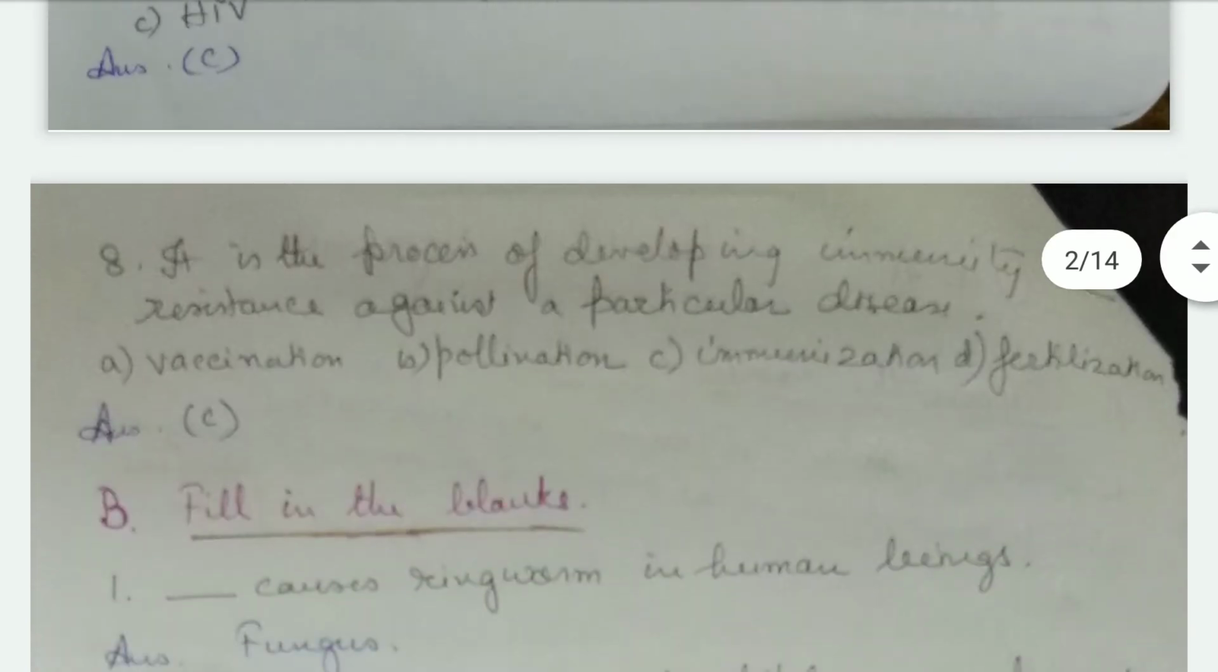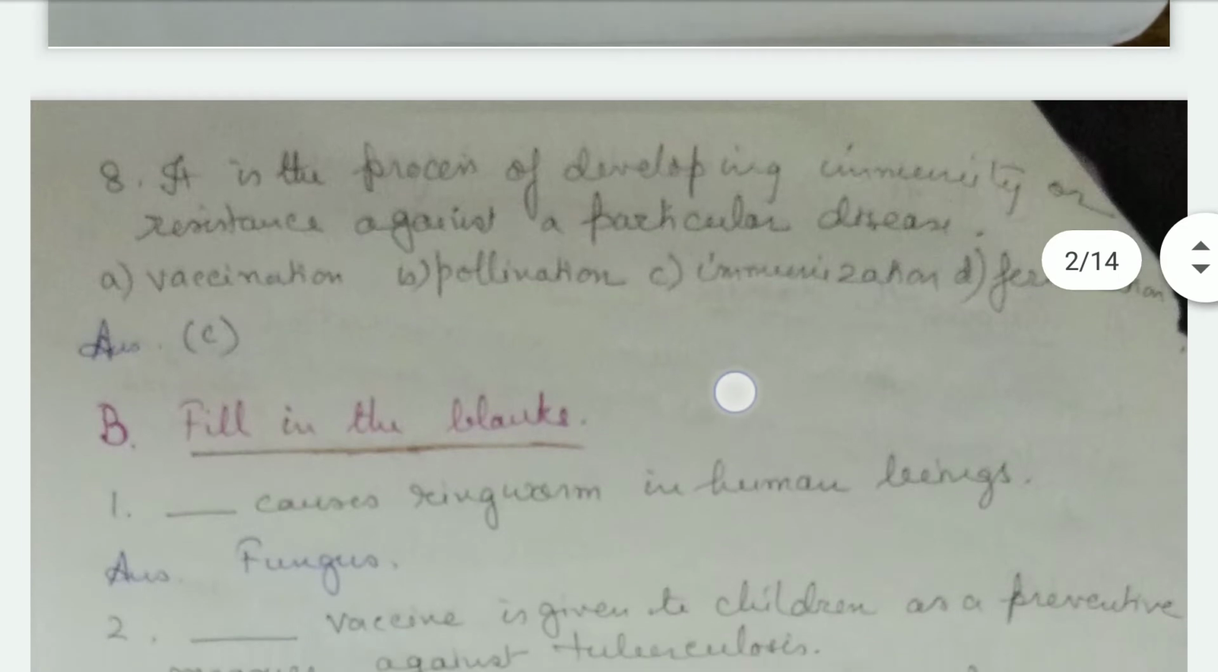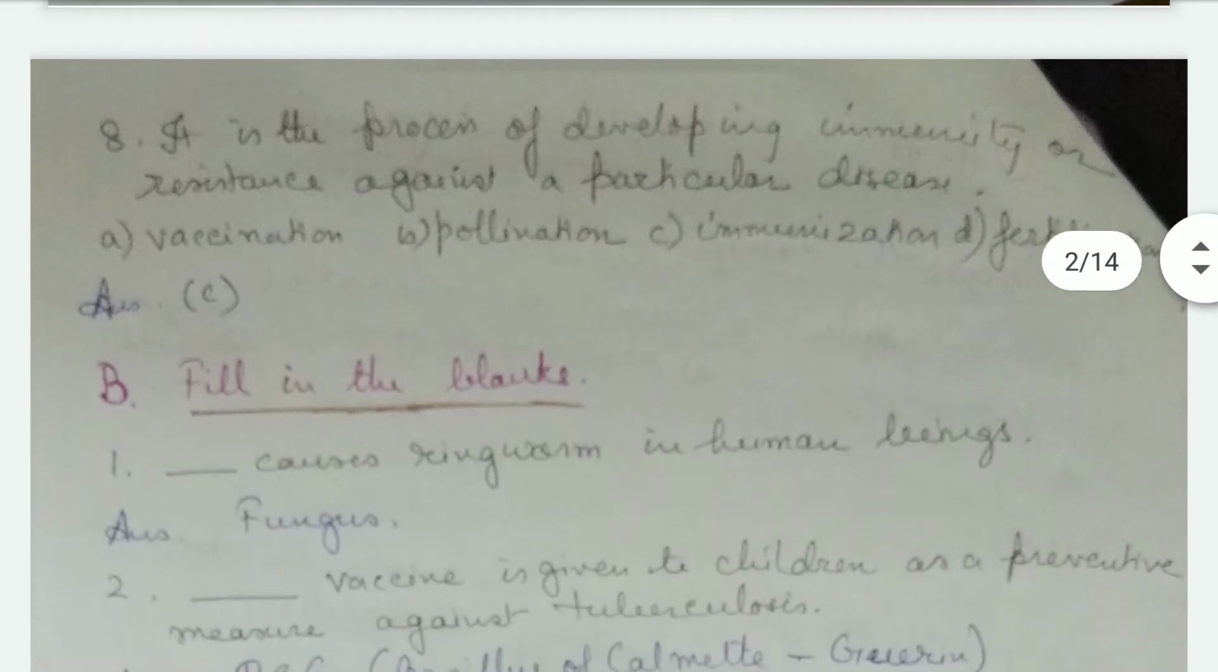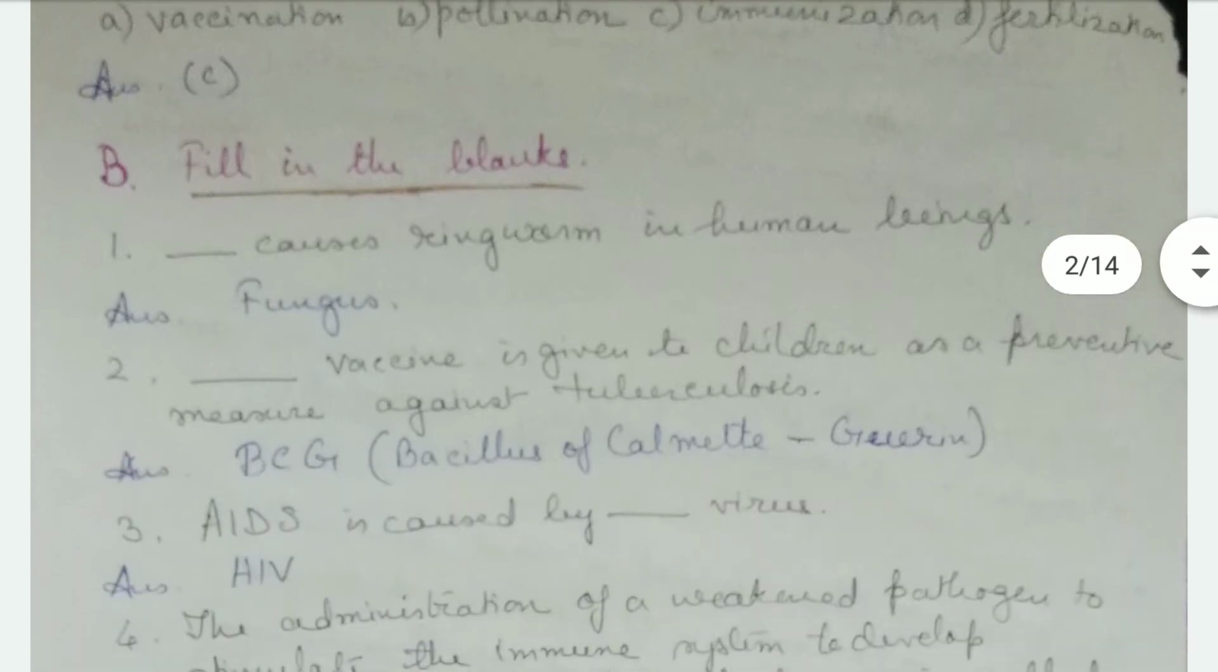Then, it is the process of developing immunity or resistance against a particular disease. Options are vaccination, pollination, immunization, and fertilization. The answer is immunization.